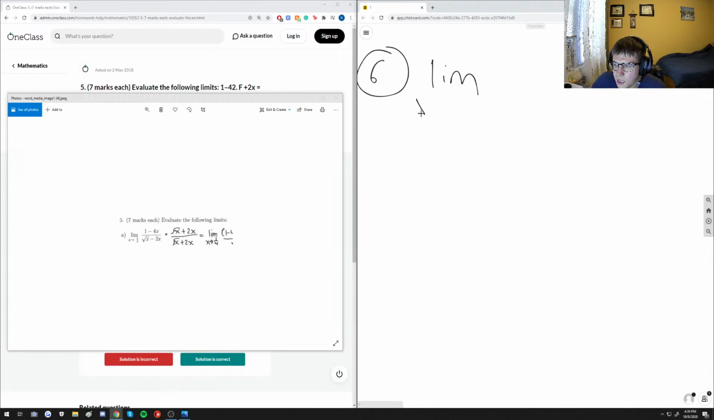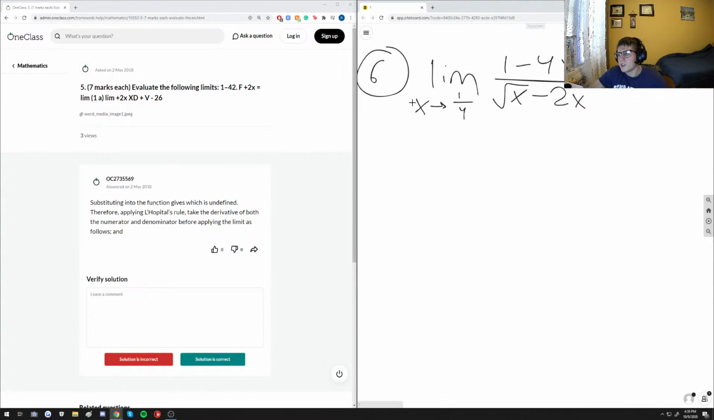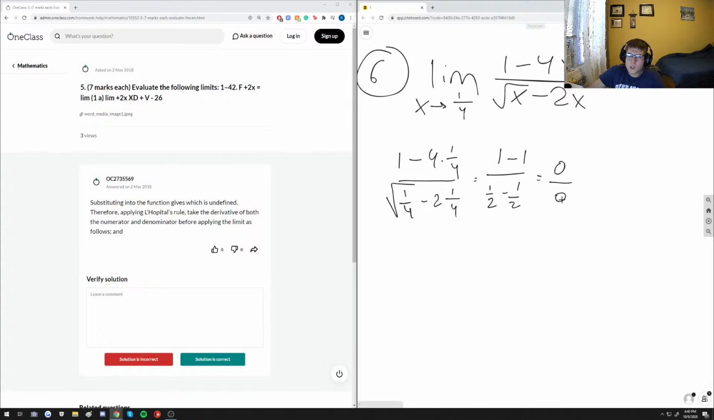So we have the limit as x goes to 1 over 4 of 1 minus 4x over the square root of x minus 2x. So what do we know about limits? The first thing we could try to do is just plug in what we are evaluating the limit at. So let's try plugging it in. If we get 1 minus 4 times 1 over 4 over the square root of 1 over 4 minus 2 times 1 over 4, we end up getting 1 minus 1 over 1 half minus 1 half, and we get the classic 0 over 0 case.